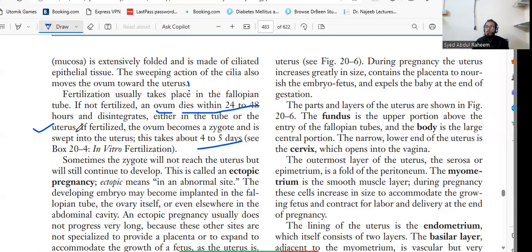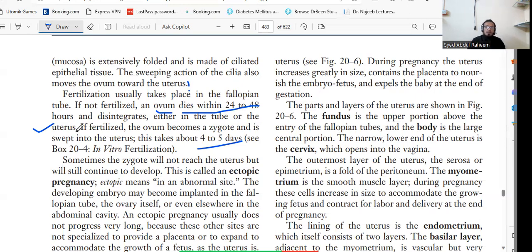In the uterus, the fetus will start developing. But if the sperm doesn't come, what will happen? After 24 to 48 hours, the ovum will die and disintegrate.